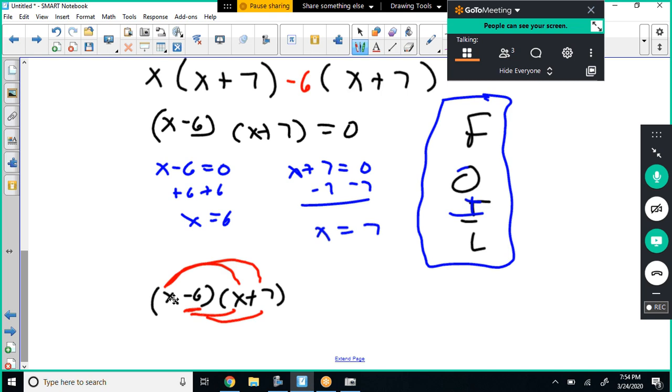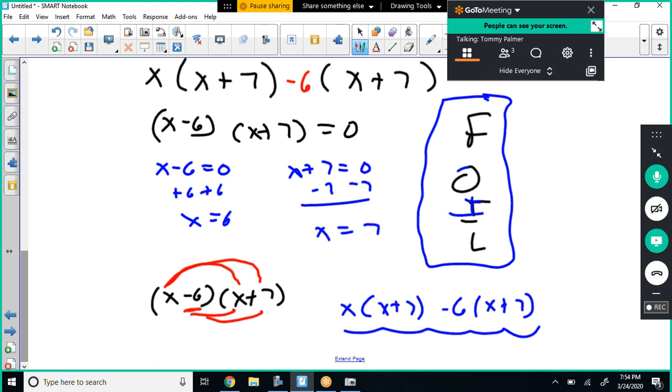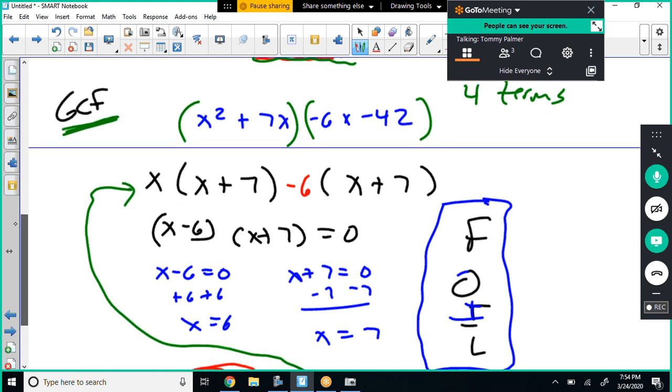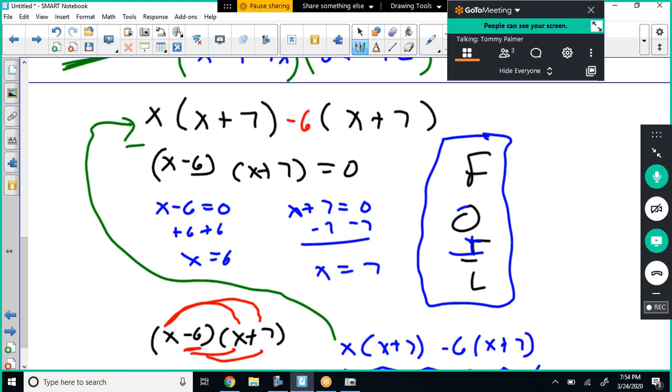So I want you to see something. I've done x times x plus 7. Watch this. And then I've done -6 times what? X plus 7. When you multiply a binomial, that's really what you're doing. Which is, guess what, guys? Nothing more than reversing grouping. It falls right back into grouping, right?